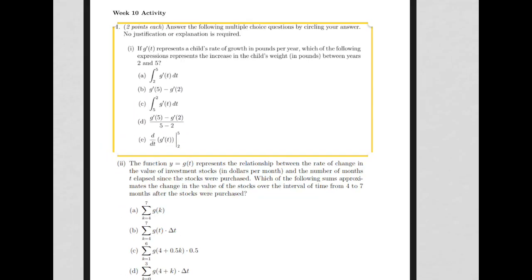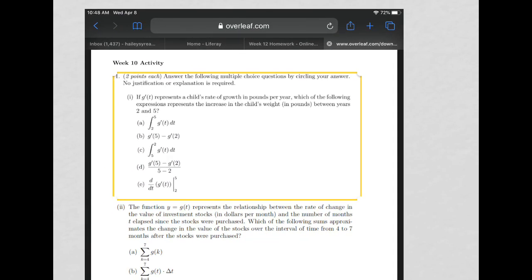All right, so this first one: if G prime of t represents a child's rate of growth in pounds per year, which of the following expressions represents the increase in the child's weight in pounds between years 2 and 5? So something to look at here is that we're looking at an increase, so we're looking at a total change. That is a hint that we're going from a rate of change to a total change.